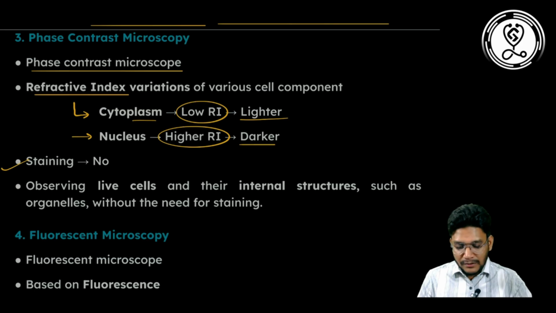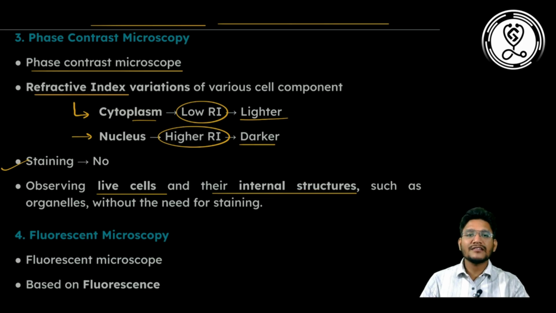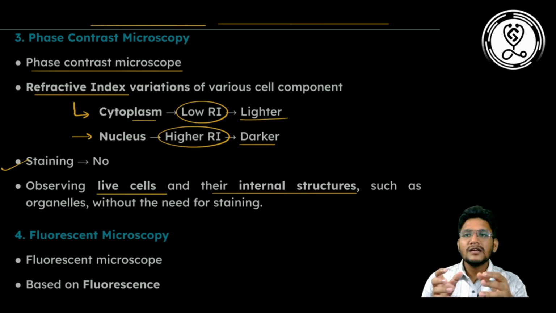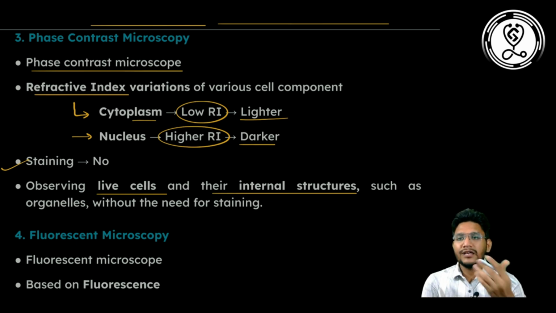So if you want to observe live cells, if you want to observe the internal structures of a cell, you can go for phase contrast microscopy, because different components of cells have different refractive index and we can easily differentiate these internal structures of the cells by performing phase contrast microscopy. Okay.